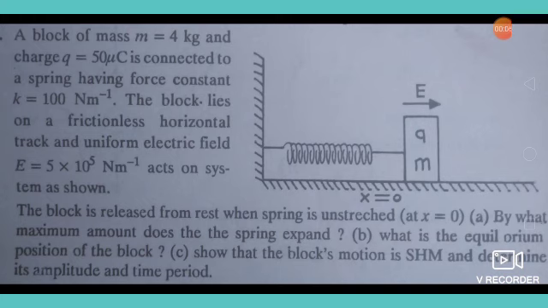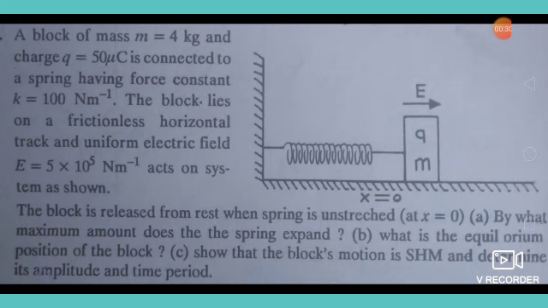Welcome back to Numericals in Electrostatics Part 6. Here is the question. A block of mass m = 4 kg and charge q = 50 microcoulomb is connected to a spring having force constant k = 100 N m^-1. The block lies on a frictionless horizontal track and a uniform electric field E = 5 × 10^5 N C^-1 acts on the system as shown. In the figure it's shown along the x direction, of course.